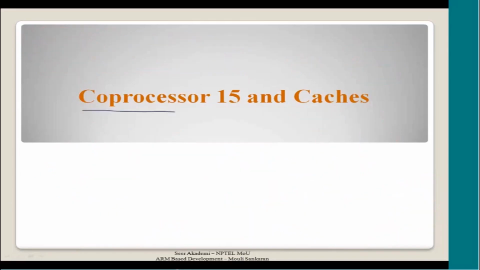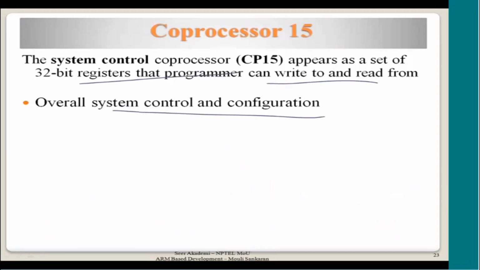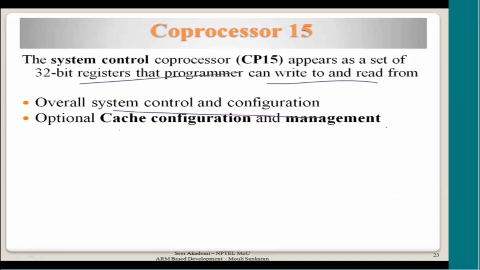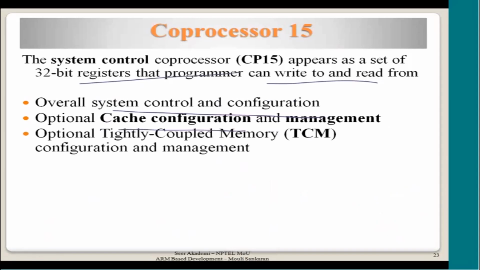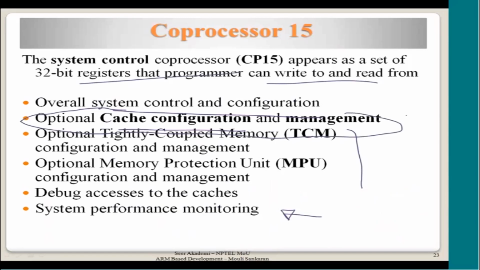But in this case, you remember that the caches are also to be configured using coprocessor instructions, and there are 32-bit registers that the programmer can write into or read from. Overall system control configuration can be done using them. Cache configuration can be done, and also tightly coupled memory, MMU and MPU. Okay, don't worry about them. I will talk about it later in the subsequent classes. So apart from cache management, coprocessor 15 is also used for configuring other controllers. That is not our topic of discussion in this section.